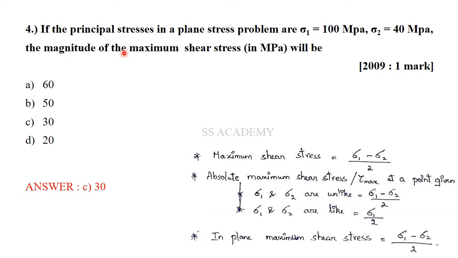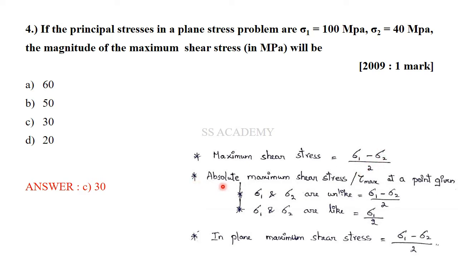Okay. If the principal stresses in a plane stress problem are sigma 1 equal to 100 megapascal and sigma 2 equal to 40 megapascal, the magnitude of the maximum shear stress will be, they have asked just the magnitude of the maximum shear stress. Here we will see the different maximum shear stresses. These are the options, and this question was asked in 2009 for 1 mark. If they have asked just the maximum shear stress, it is enough to calculate the major principal stress minus the minor principal stress, divided by 2.